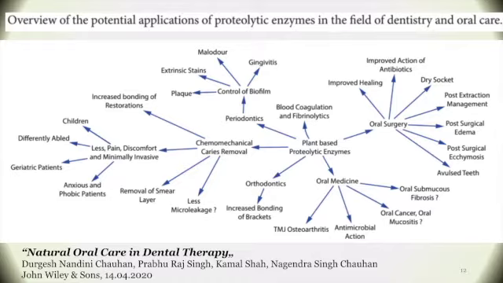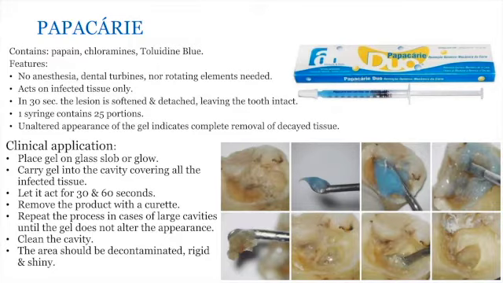However, we will be focusing on chemo-mechanical caries removal and products containing papain enzyme. First and foremost, I would like to introduce you to Papacárie gel, which contains papain, and this is the first kind of product like that, and it was developed by Professor Sandro Calli Bussadori in Brazil in 2003. It has been manufactured since 2004. It has been extensively studied.